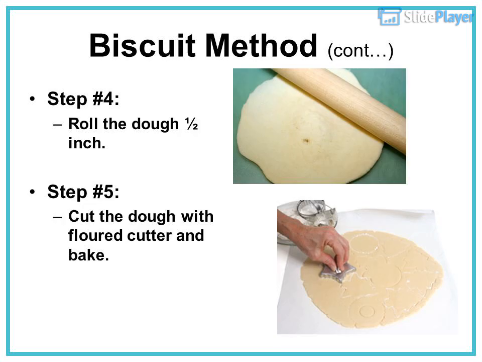Biscuit method, continued. Step 4: Roll the dough 1/2 inch thick. Step 5: Cut the dough with a floured cutter and bake.